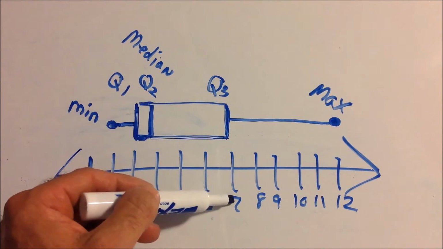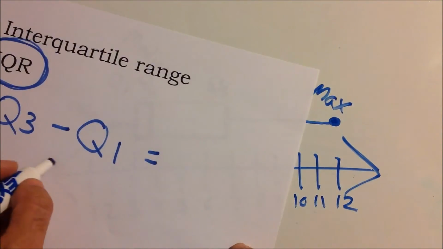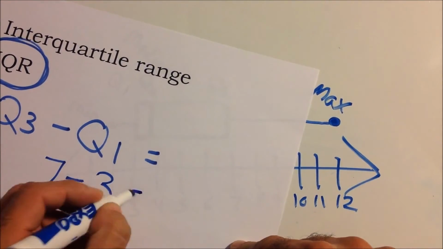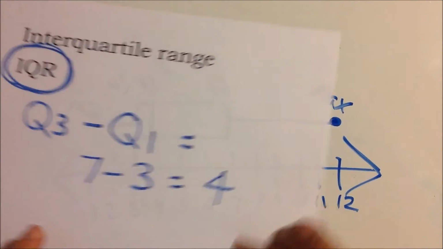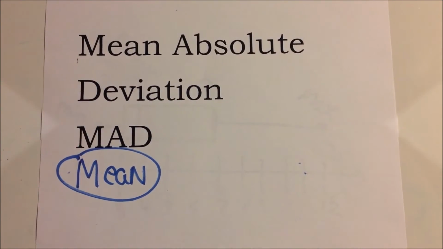So let's look. That's Q3, 7. Q1 is 3. 7 minus 3 is 4. So the interquartile range of the data we had is 4.